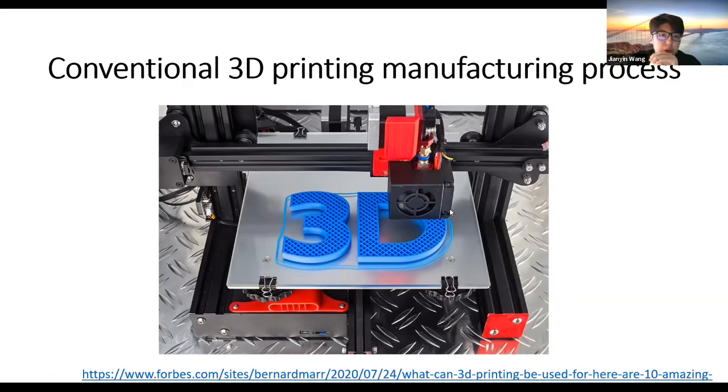One is 3D printing of polymers, which is a conventional manufacturing process. Another one is an advanced manufacturing process, which is 3D printing of reinforced polymers. In the following slides, I will introduce the compatibility, limitations, and advantages of the new manufacturing process compared with the conventional one.